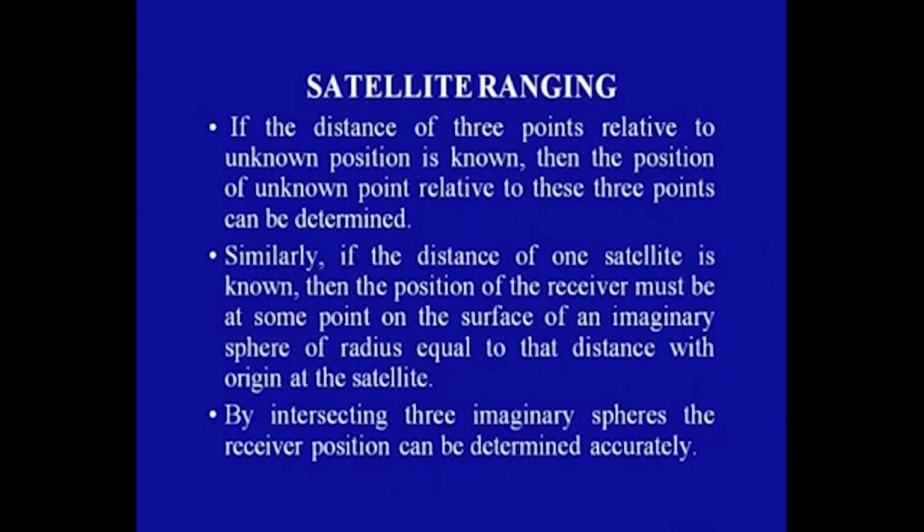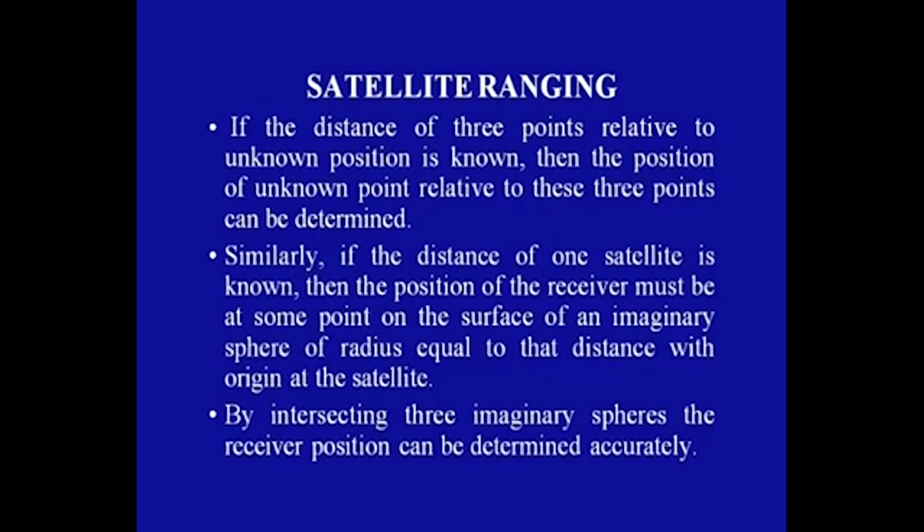If the distances of 3 points relative to the unknown point are known, then the position of the unknown point relative to these 3 points can be determined. This is the basic principle of resection or trilateration, which is very commonly used in surveying. Similarly, if the distance of one satellite is known, then the position of the receiver must be at some point on the surface of an imaginary sphere of radius equal to that distance with origin at the satellite. By intersecting three imaginary spheres, the receiver position can be determined accurately.